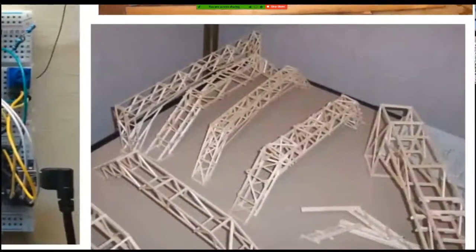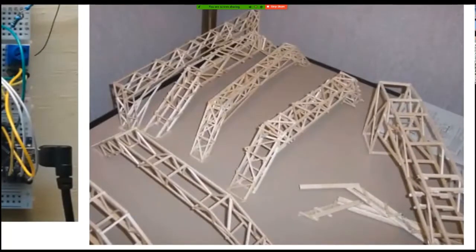Here you have a bunch of bridges, and the point of these bridges is to hold a load, a very heavy one, but they're supposed to be super light. And you see how many different designs there are. The whole point is to find that optimum design that holds the most weight while being the lightest. You can experiment quite a lot here.